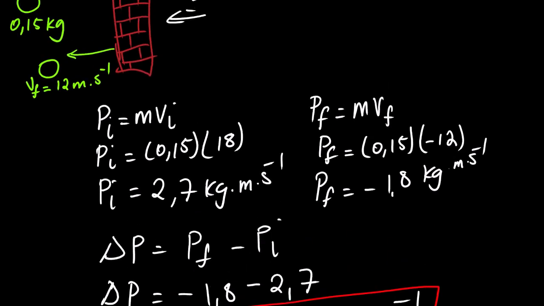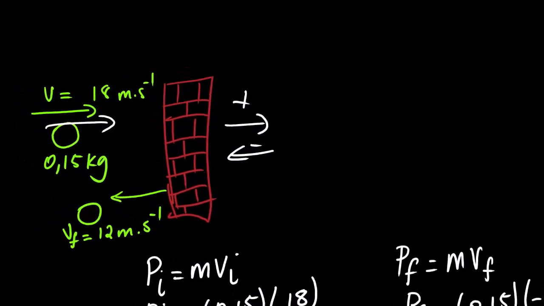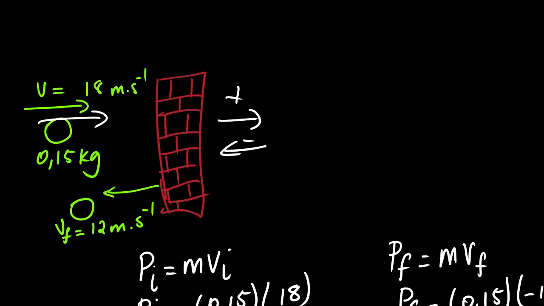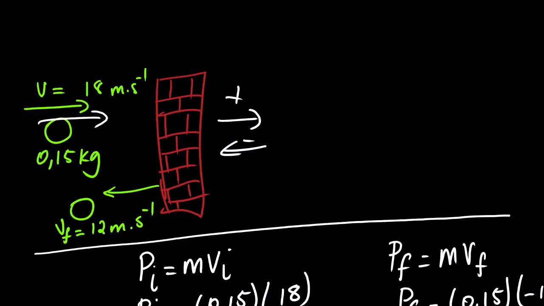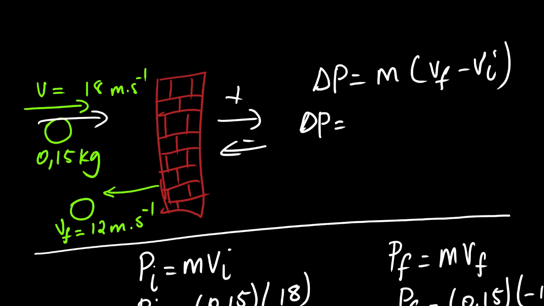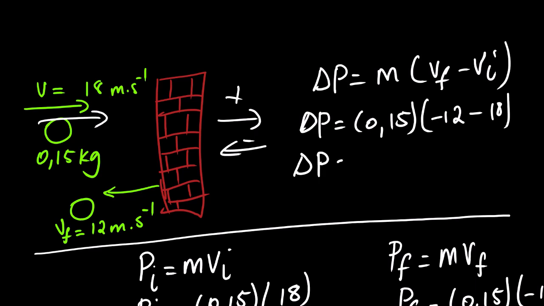Looking at the second way to actually solve this, which is the simplest and way quicker than the first way. So we can say change in momentum is equal to the mass times Vf minus Vi. Change in momentum is equal to 0.15 times our final velocity negative 12 minus initial 18. Then the answer is negative 4.5 kg meters per second.